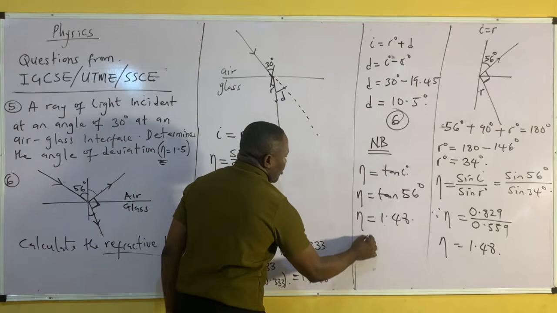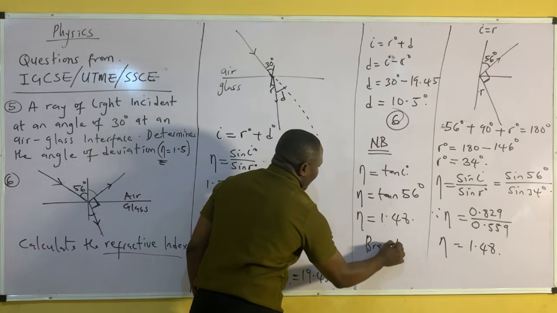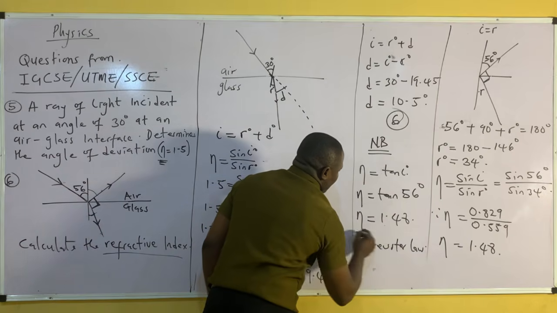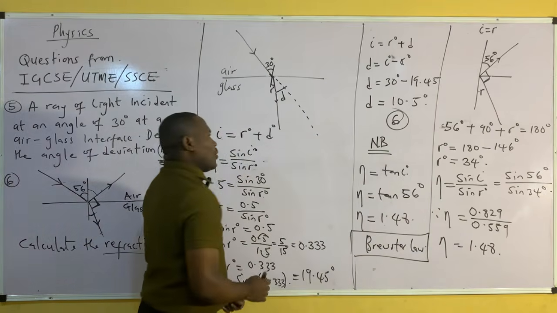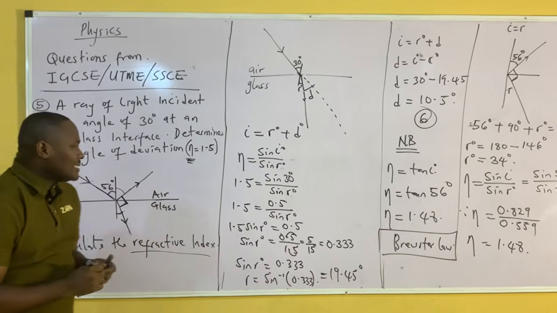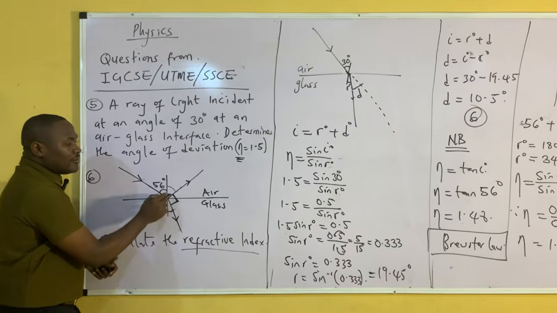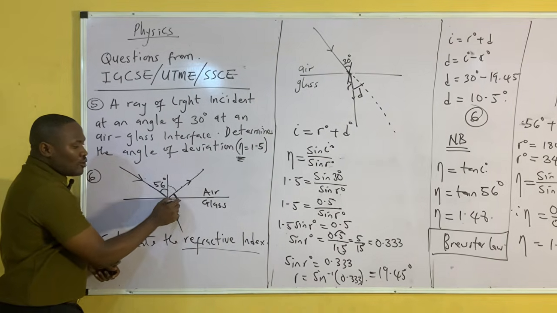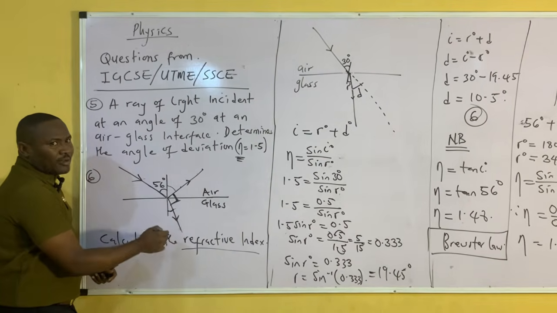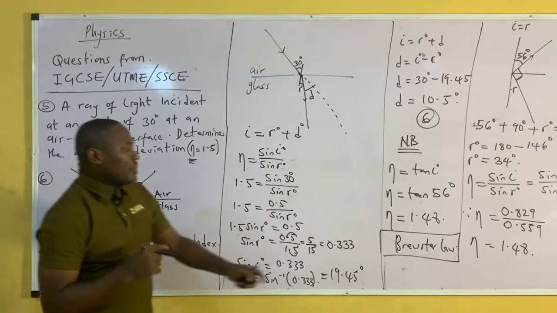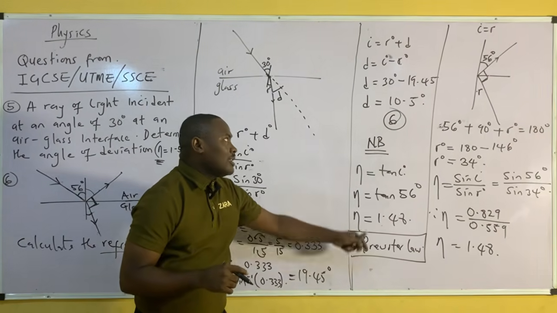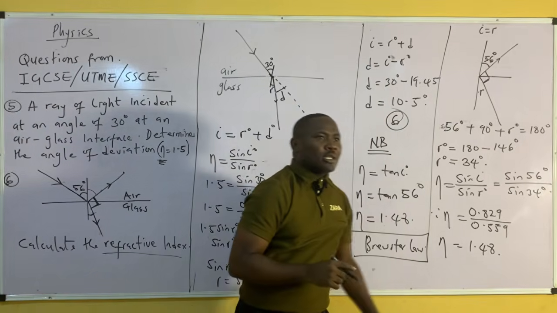This is what we call Brewster's law. Take note. I will only use this when the reflected ray makes an angle of 90 with the refracted ray. That's the only time I'm permitted to use this formula instead of traveling this long a distance.